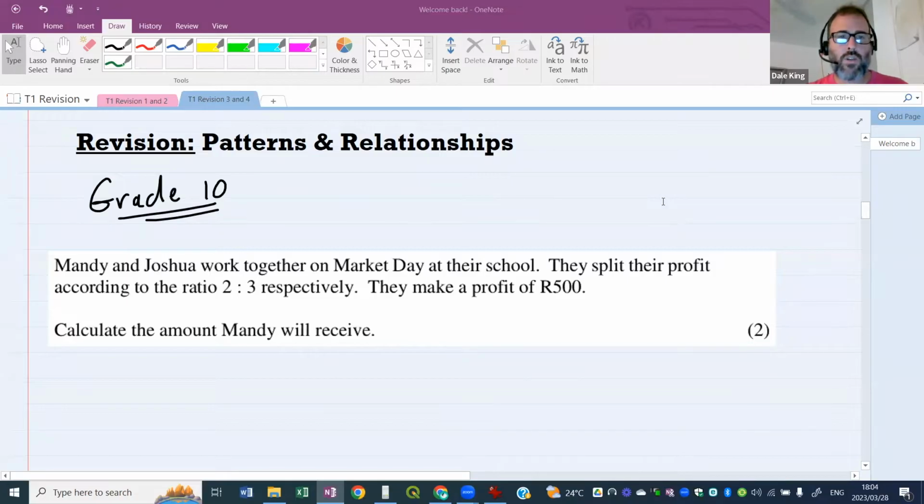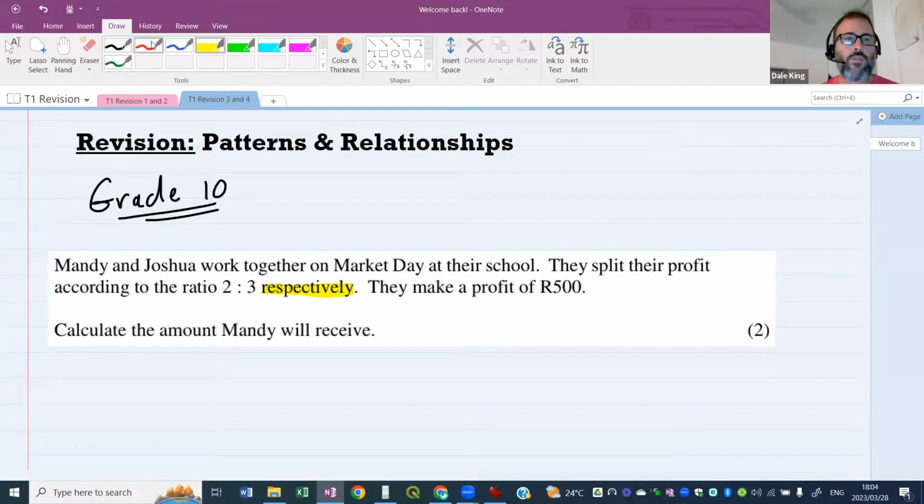So it says Mandy and Joshua work together on market day at their school. They split their profits according to the ratio 2:3 respectively. Now, this word respectively, for anyone that's wondering, just means in that order. So the 2 first and then the 3 second. All right. So respectively means in the order that we say it or type it out here in this sentence. So 2 first and then 3.